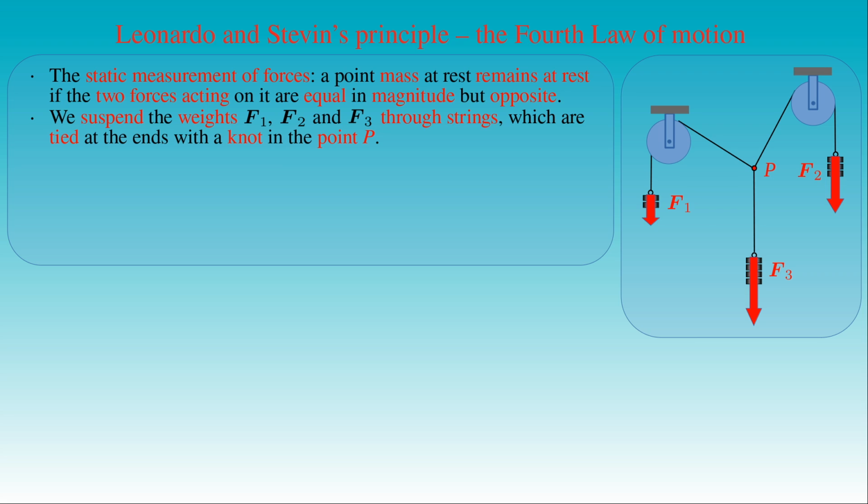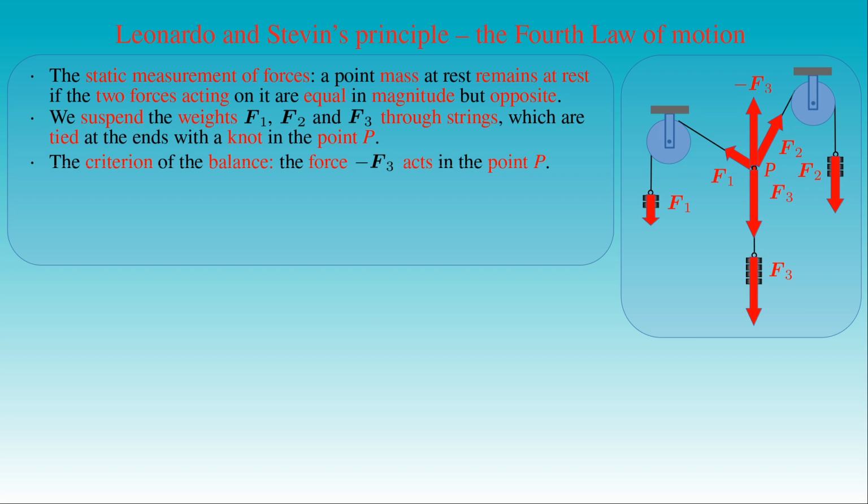Since the strings can transmit the forces exerted by the suspended bodies to the knot at the point P, the forces F1, F2 and F3 act at the point P. By virtue of the first law, the body of the weight F3 can only remain at rest if the net force acting on it is zero. That is, the net effect of the forces F1 and F2 at the point P is equivalent to the opposite of the force F3. Therefore, the criterion of the force balance in the system is that the force minus F3 acting at the point P can be replaced with the forces F1 and F2.